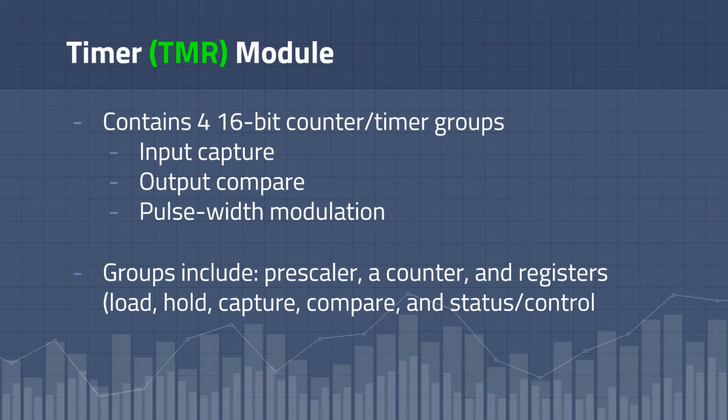Output compare, according to Wikipedia, is the ability to trigger an output based on a timestamp in memory. With output compare, you can do this without pausing the microcontroller's other processes, like code execution. The last primary function is pulse width modulation. This function refers to the ability to encode data within a pulsing signal.